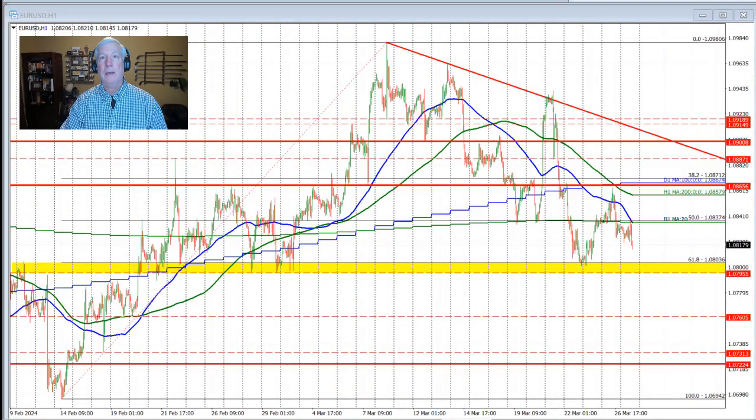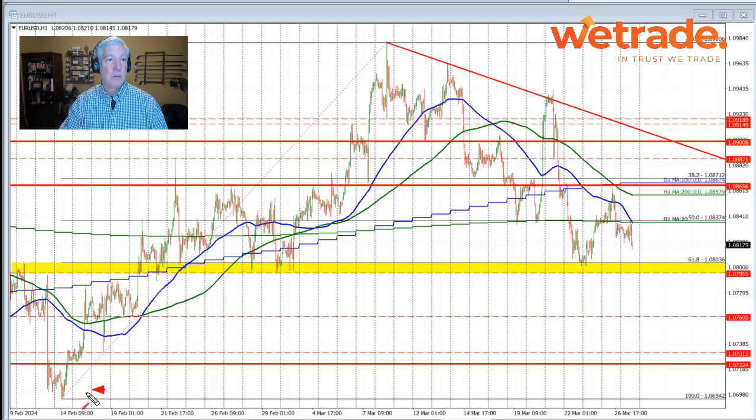I'm back from my long weekend holiday, and on Friday I recall that the price closed right near the 61.8% retracement. That is of the move up from this low going back to February to the high price that we saw in the month of March. The 61.8% retracement came in at 1.08036, and the price closed just above that level.